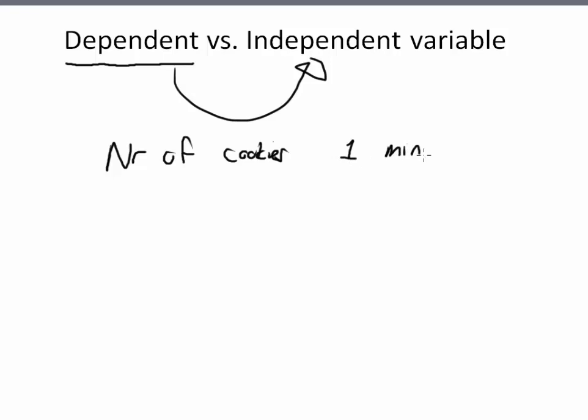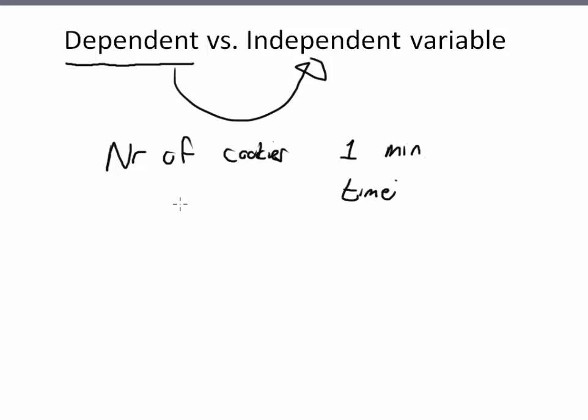So these are obviously our two variables, right? These are the two things that we're looking at. So we have quantity here in terms of the number of cookies and minute being the time. So if we look at these two variables, the one that I am controlling would be the time, which means that time will be my independent variable here.